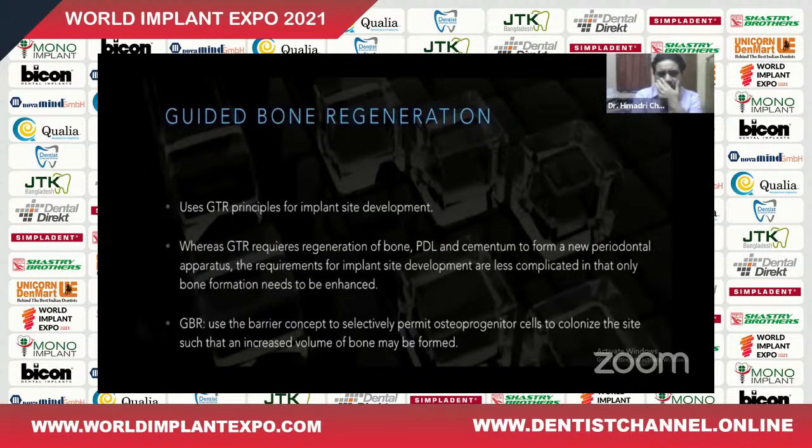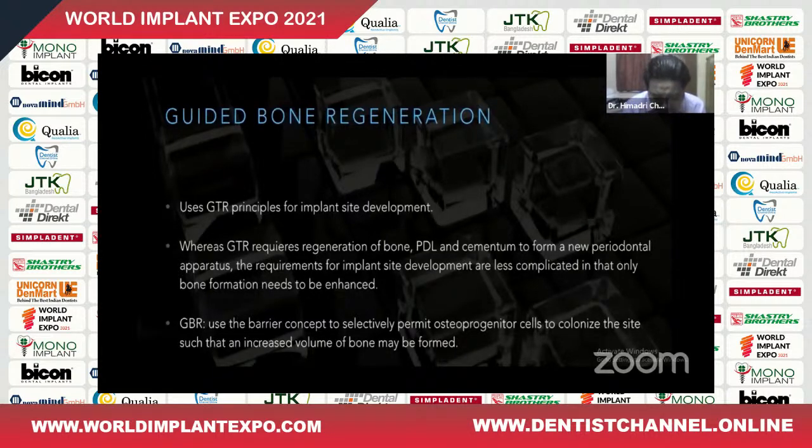So as I've already talked about, GBR uses the principles of GTR for implant site development. And wherever GTR requires regeneration of bone, PDL and cementum to form a new periodontal apparatus, the requirement of implant site development is less complicated because it requires only formation of bone. And GBR uses the barrier concept of selectively permeating osteoprogenitor cells and eliminating epithelial cells from colonizing the site, so that you will have only incremented bone volume and nothing else.